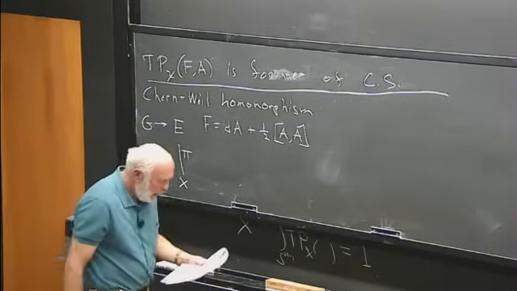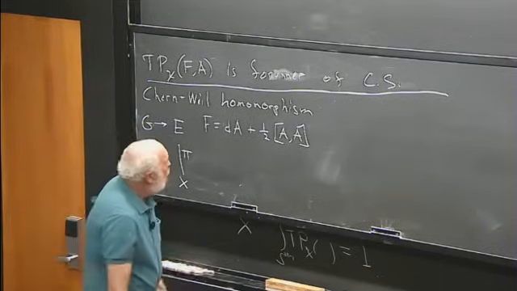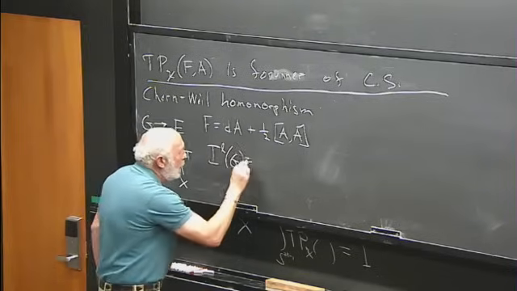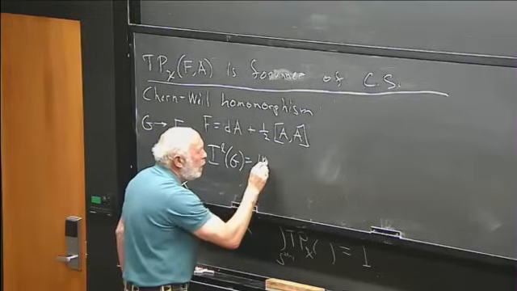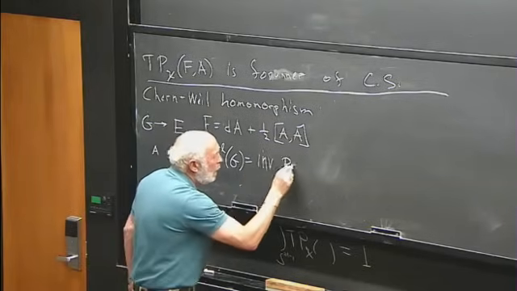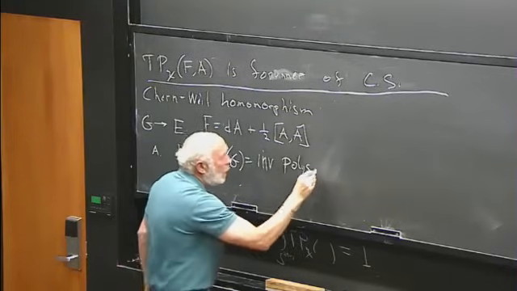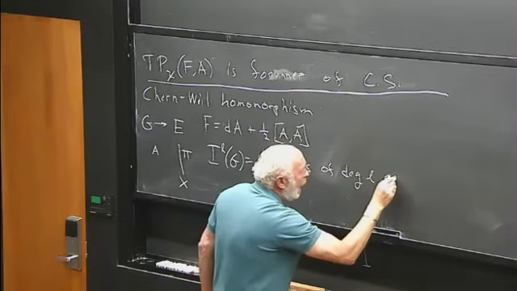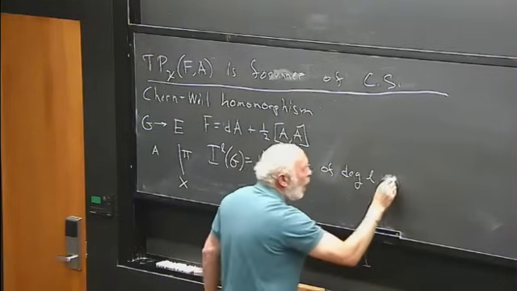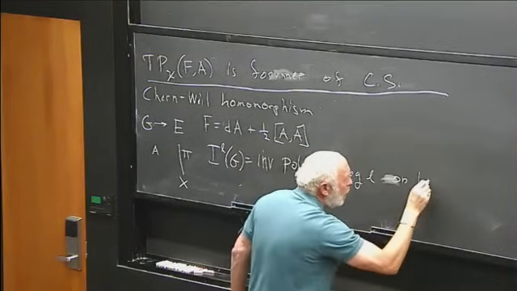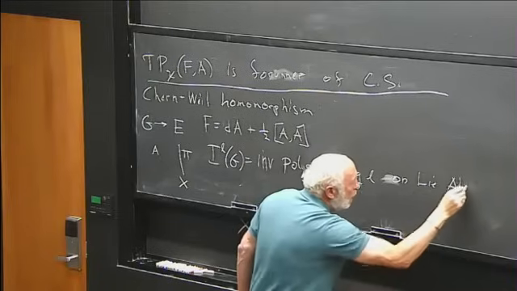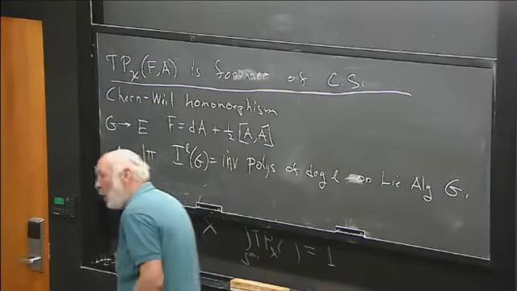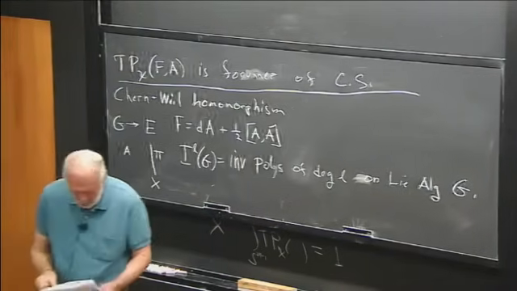And we're going to talk about I_L(G), equals invariant polynomials, all of them, of degree L, acting on the Lie algebra of G. So they're invariant polynomials under the inner automorphism action.